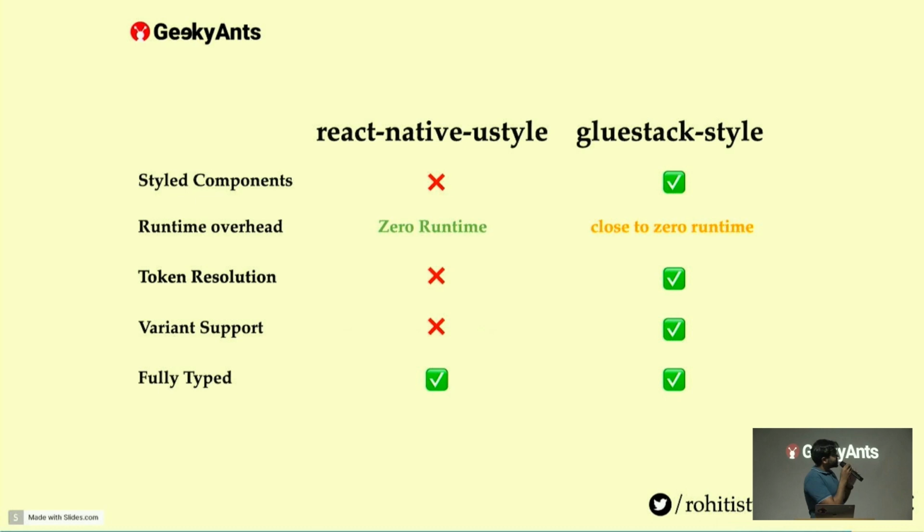And then runtime overhead. So as I mentioned, everything is removed from your code at compile time. So there's zero runtime. While with GlueStack style, we also try to achieve the similar goal, but due to a lot of features, some amount of runtime we have to handle it there. So it's close to zero runtime, but yeah, it's there. Then token resolution. So as of now, React Native use style doesn't have token resolution. GlueStack style has it. Variant support is also not the target. And last thing, both of them are fully typed. So whatever they do, they have full TypeScript support for that.